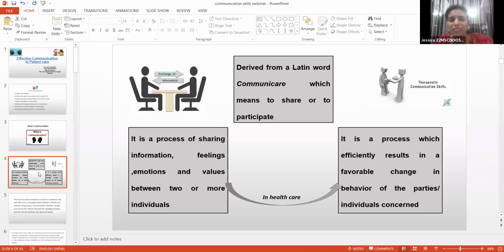Communication is derived from the Latin word communicare, which means to share or to participate. It is a process of sharing information, feelings, emotions and values between two or more individuals. In healthcare, it is a process which efficiently results in a favorable change in the behavior of the parties involved or concerned. In our healthcare, it is basically a change in the patients' behavior, or a change in the behavior of other healthcare professionals we are dealing with, for whatever we intend. That is called communication.